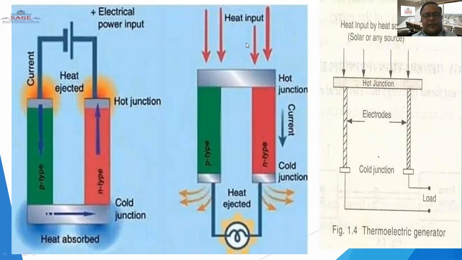Whenever heat is supplied from some external source, there is a chance of generating current due to the electromotive force generated. Here the heat is ejected from the P type and N type junctions. This is the cold junction, and the hot junction is where heat is provided from the external sources. In this diagram, all things are clear: the heat supply is from the external sources, and the heat is ejected from the cold junction side.